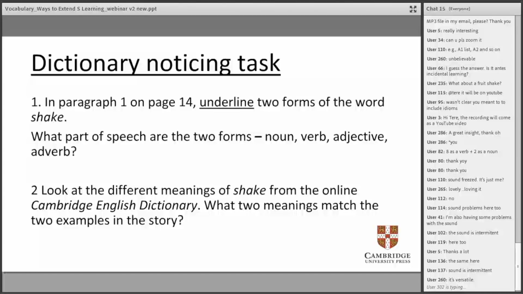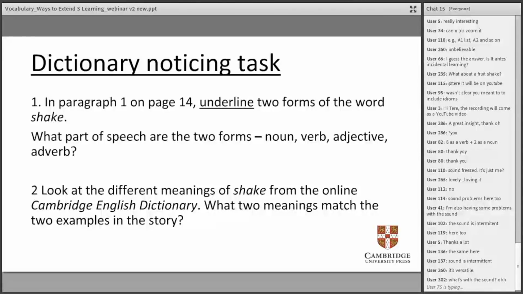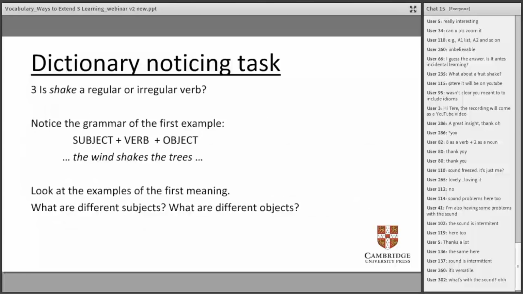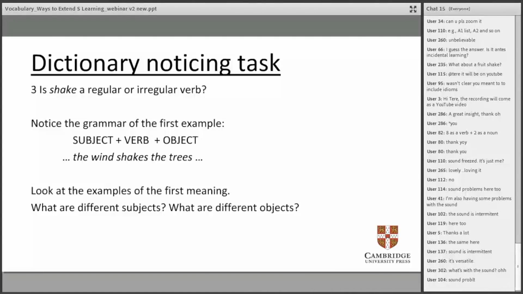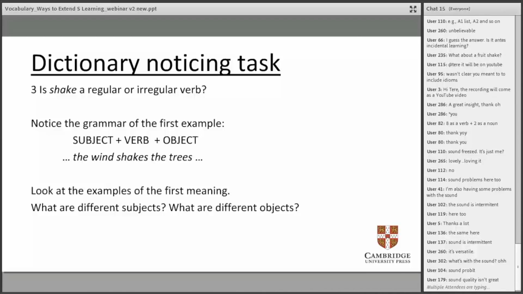So my aim in doing this was to get them to realize that there were lots of different meanings, so they needed to look at those. I wasn't worried if they got the wrong answer. That wasn't important. The next step is I got them to look at whether shake was a regular or irregular verb, because that information is provided in the dictionary.